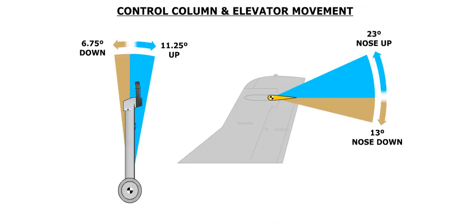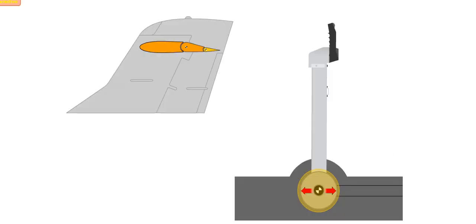The control columns can travel 11.25 degrees in the up direction, and 6.75 degrees in the down direction. This results in a maximum elevator travel of 23 degrees in the nose-up direction, and 13 degrees in the nose-down direction. The elevator automatic tab will travel approximately 50% of the elevator movement.